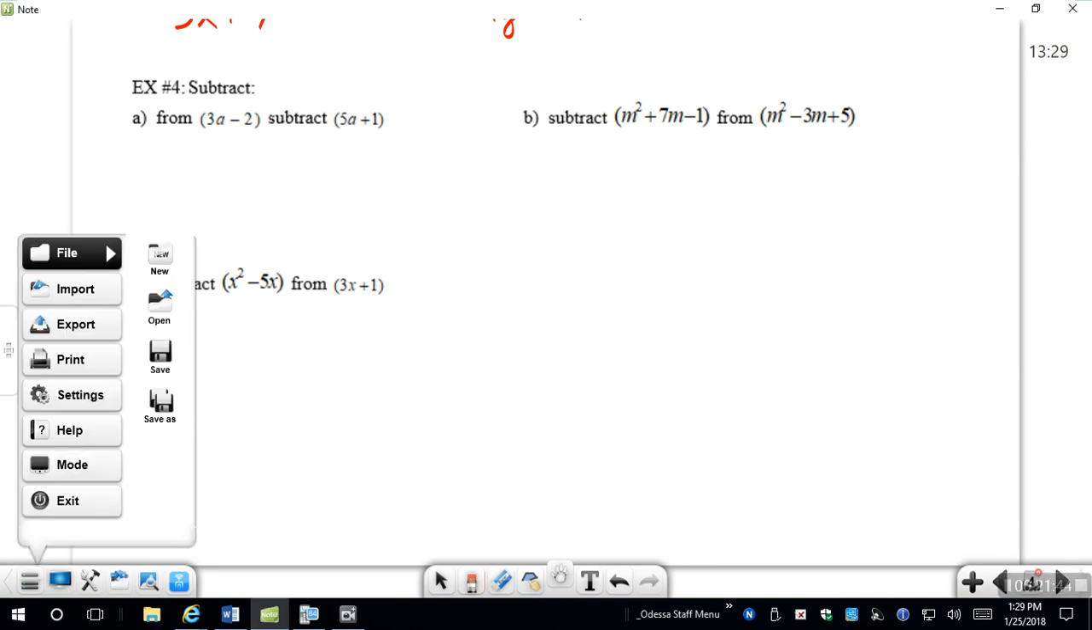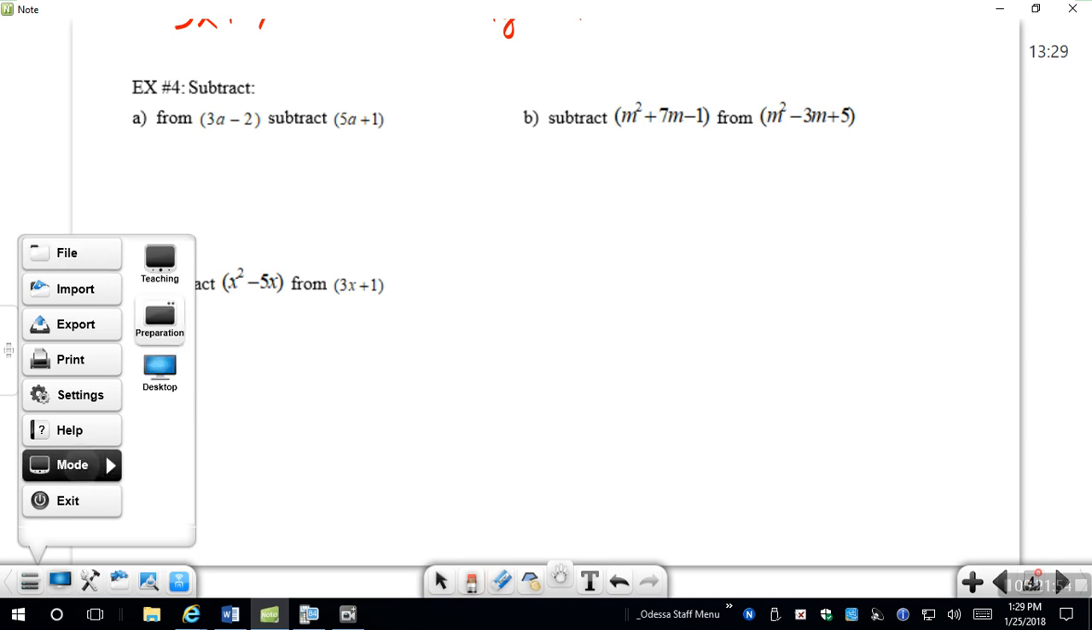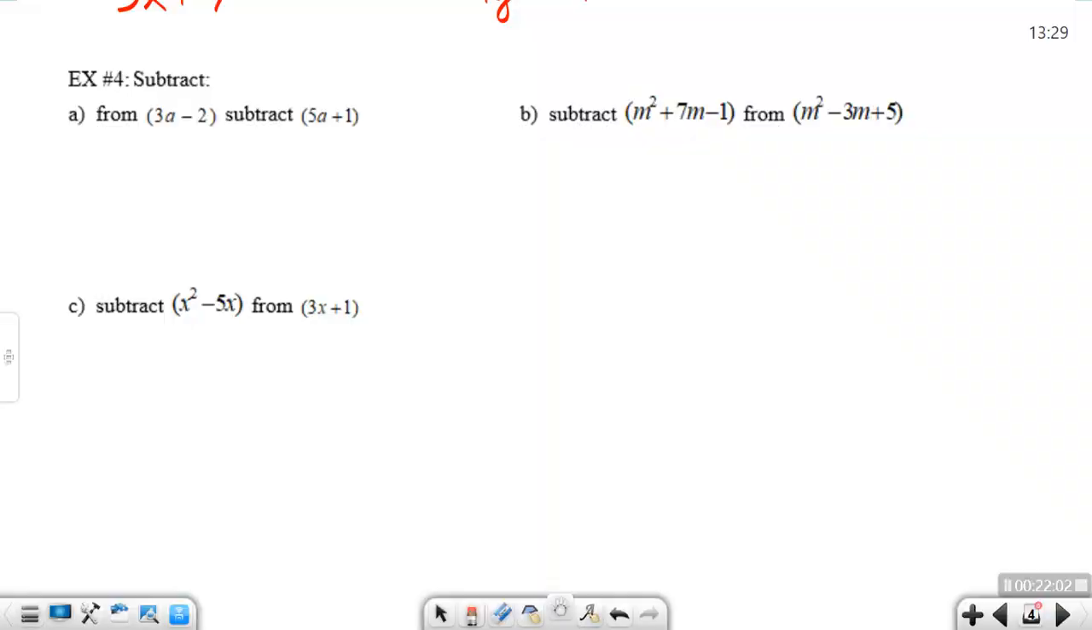So, jumping down to exercise number 4. Now, this is where the subtraction gets a little bit more difficult because it's almost like a word problem. And what you guys are going to see here is I'm going to talk about the mistake that is often made with these.